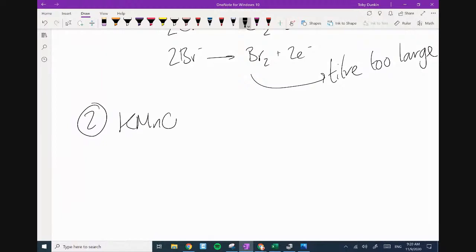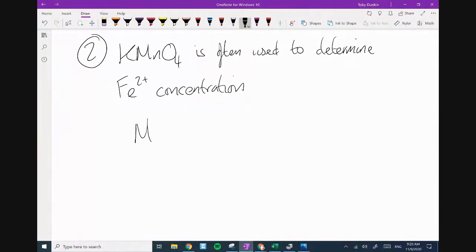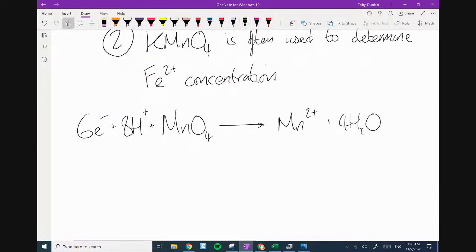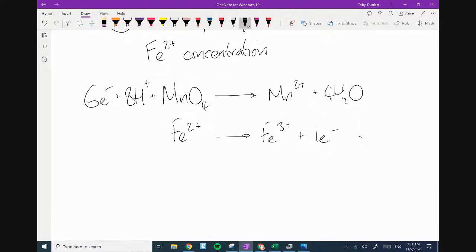KMnO4 is often used to determine Fe2+ concentration. The reason is that the permanganate is itself reduced to Mn2+. Balance the half equation: MnO4- plus 8 H+ plus 5 electrons gives Mn2+ plus 4 H2O. The permanganate is being reduced, and the Fe2+ is oxidized to Fe3+ plus 1 electron. When you put those two together, you have to multiply the iron one by 5.